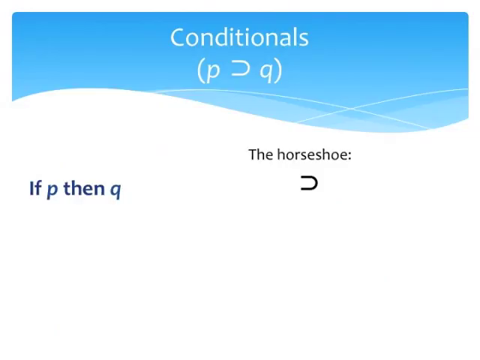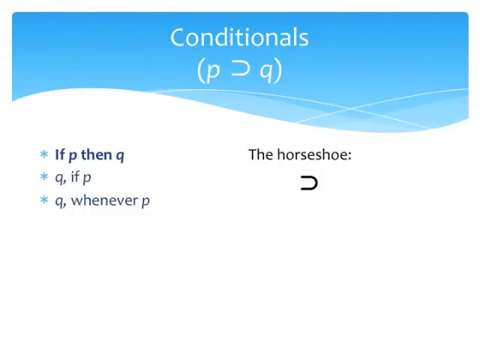In this video, we'll introduce another connective called the horseshoe, which is typically used in propositional logic to represent sentences of the form if P then Q. These are called conditional sentences. The same conditional relation can also be expressed with other equivalent sentences, such as Q if P or Q whenever P.